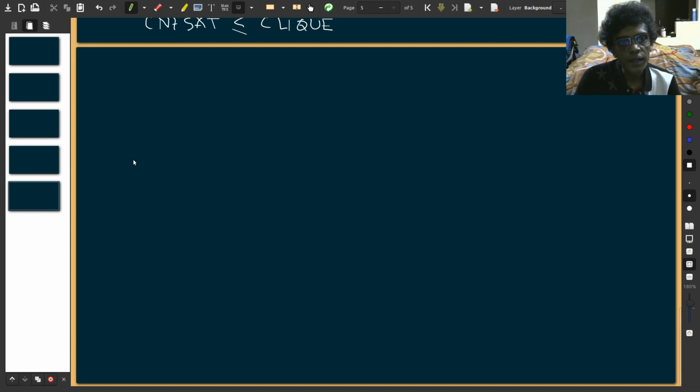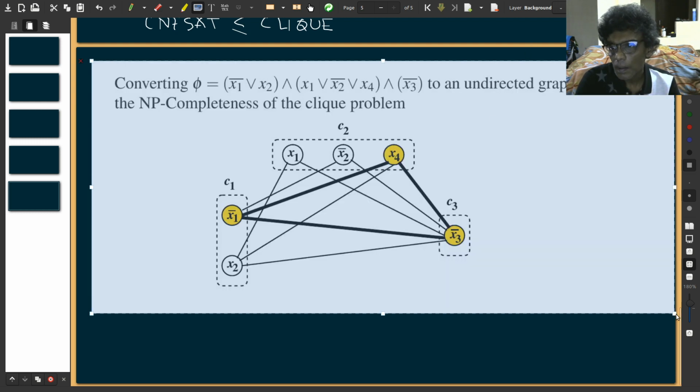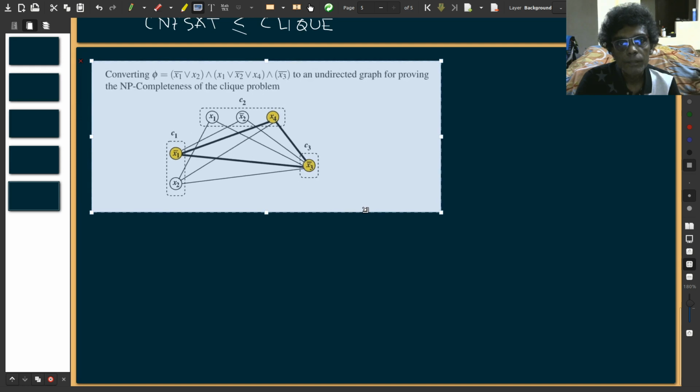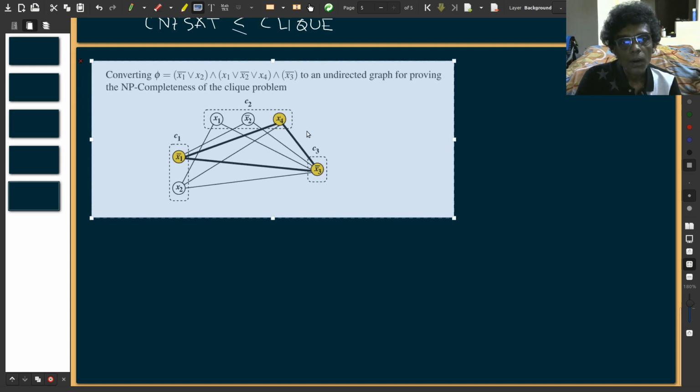This time I do not have any variable gadgets. I will have only clause gadgets. So let me import the picture to establish how this construction goes. Okay, so I am converting this CNF expression, CNF formula, to a graph. Okay, so this is the clause gadget. Take two vertices x1 complement, x2.